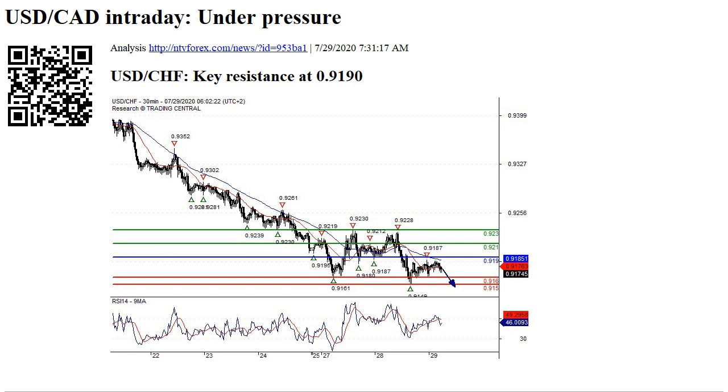Alternative scenario below 6.9210. Look for further downside with 6.9030 & 6.8850 as targets. Comment: a support base at 6.9210 has formed and has allowed for a temporary stabilization.